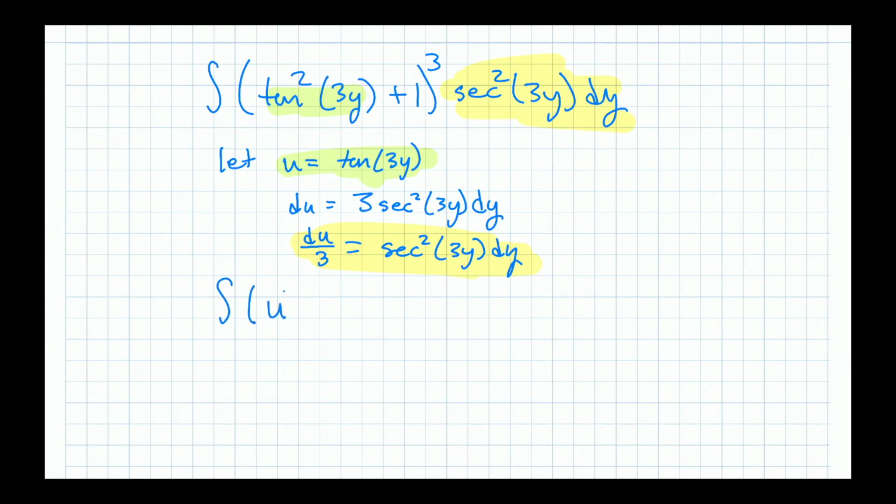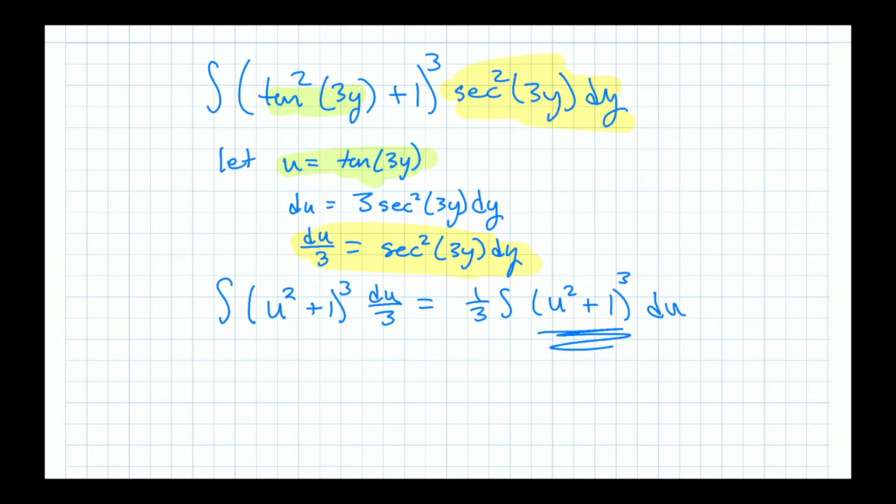You've got u squared plus 1 cubed, and then you've got du over 3. You can take the 1 over 3 out in front, but you still have u squared plus 1 cubed du. Now this right here, the u squared plus 1 cubed, you can multiply out by hand. Generally what I would do, if I was doing this to show somebody later, I would not multiply that out by hand probably. Well, it's cubed, so I might do it by hand.